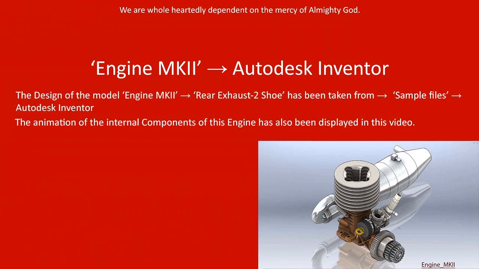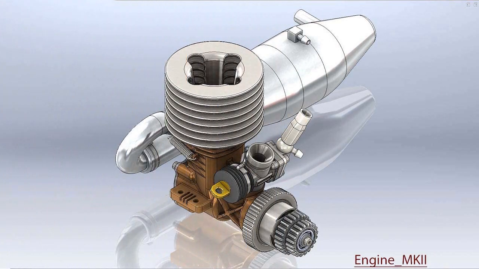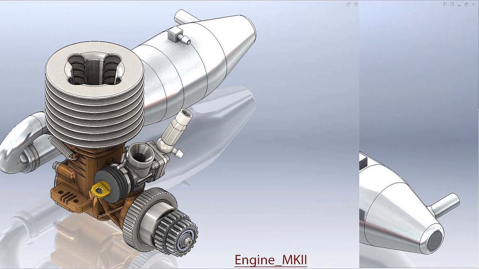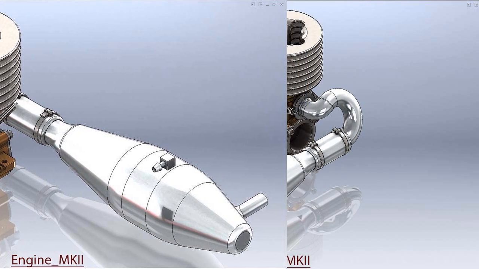Today we will create an assembly file of engine MKII in Autodesk Inventor. The design of the model engine MKII rear exhaust 2 shoe has been taken from sample files Autodesk Inventor. The animation of the internal components of this engine has also been displayed in this video. Now we are showing some pics of this model so that you can understand what this assembly will look like at the end.